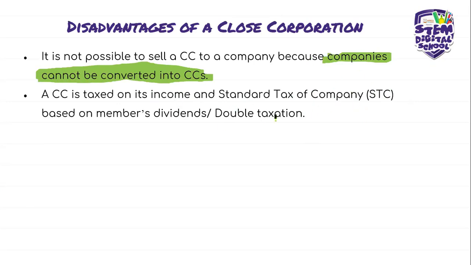A CC is taxed on its income and on the standard tax on companies, your STC, based on the members' dividends, or double taxation, right? So a closed corporation will be taxed on the standard tax on companies based on the members' dividends. You don't have to worry about how we do this. Only in accounting do you need to know how to calculate the tax and stuff like that. Remember, under business studies, we're just showing you how to form a CC, and the things that look good and the things that look bad in a CC.